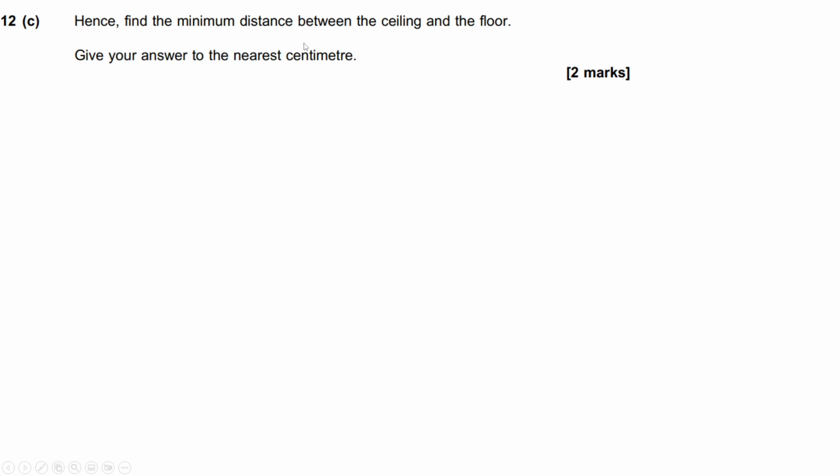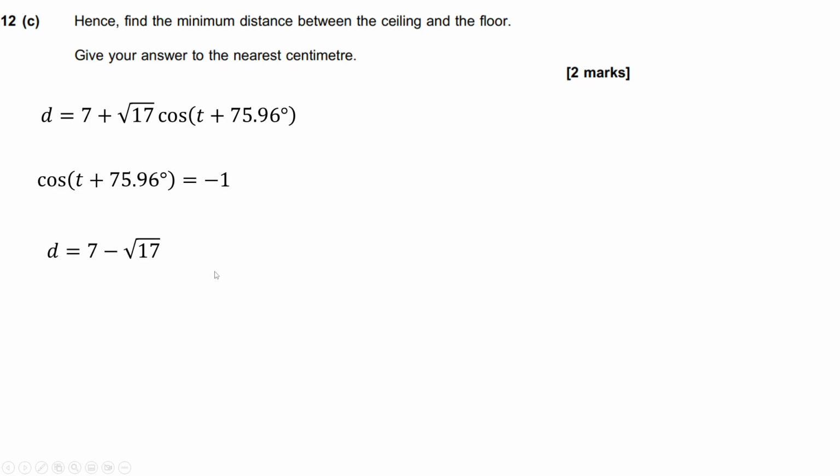Hence, find the minimum distance between the ceiling and the floor. Give your answer to the nearest centimeter. Now, for this to be a minimum, you want this to be the least value that it can be. You don't actually have to find what value of t gives you a minimum. All you have to know is what's the lowest that this can go. The range of cosine is between -1 and 1, so the lowest this can be is -1. So let's just pick it to be -1, and then it replaces this entire thing with -1.